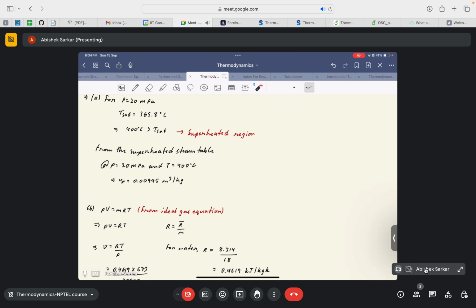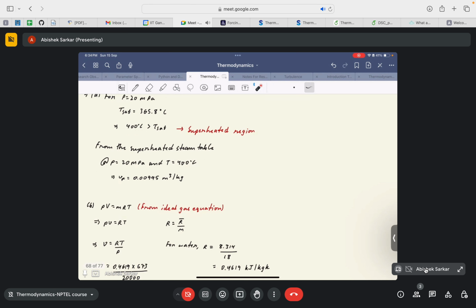But at temperatures close to the corresponding saturation temperature, you can clearly see that 400 degrees Celsius is quite close to the saturation temperature at P equal to 20 megapascal. So in this range, it is not advisable to use the ideal gas equation to find the properties of steam.